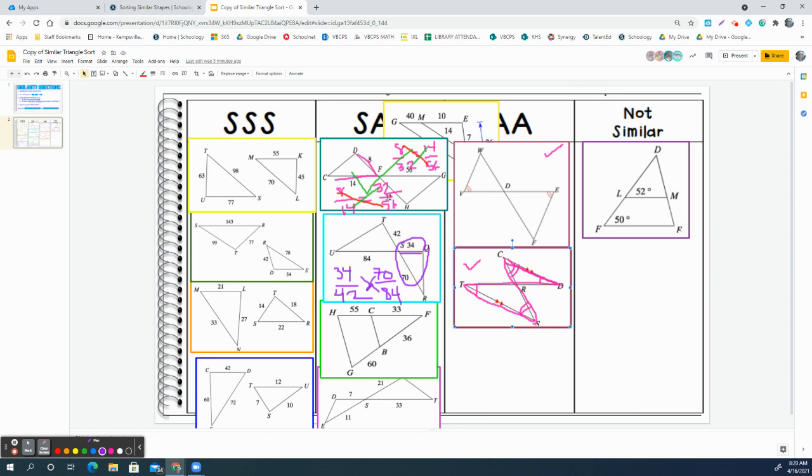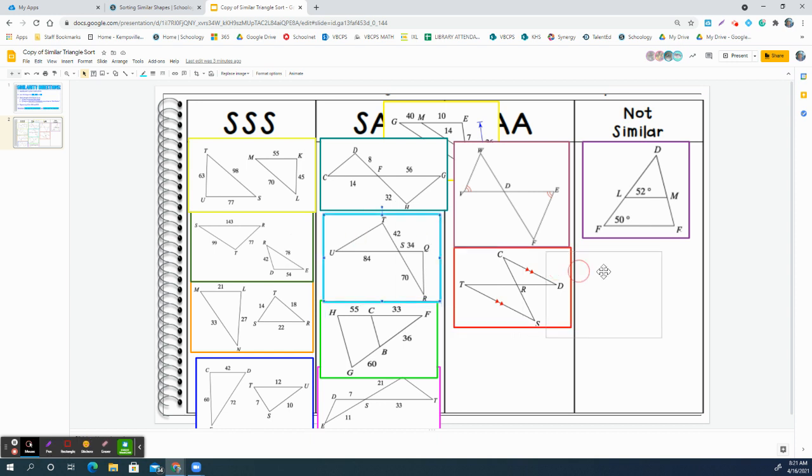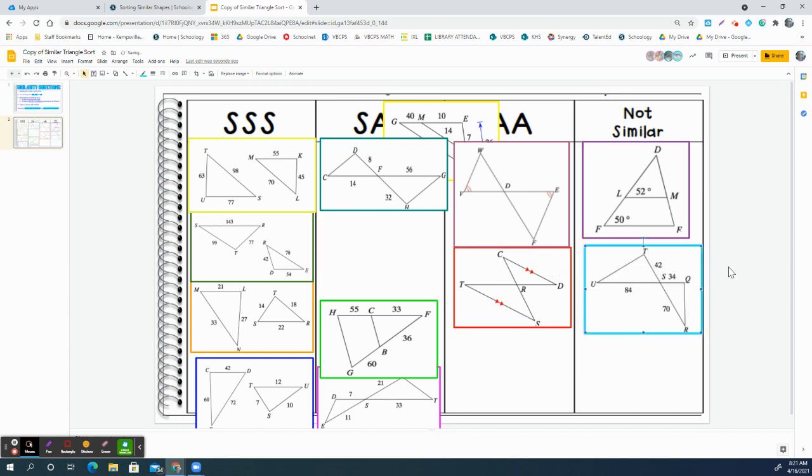And what goes with the 70? 84. When I cross multiply, do I get the same number? 34 times 84 and 42 times 70. Are they the same? Yes or no? They are not. You are correct. So this one can't stay. It has to move over here. The only thing this could be is side, angle, side. Because those sides are not proportional, it's not similar.